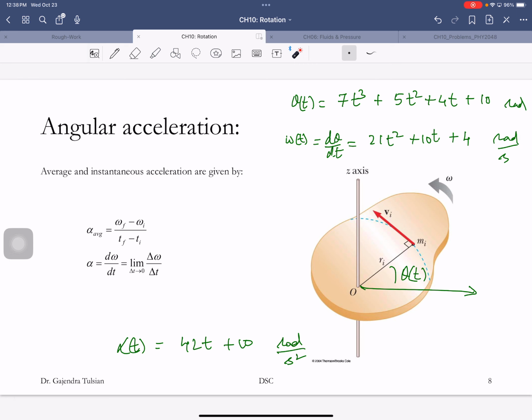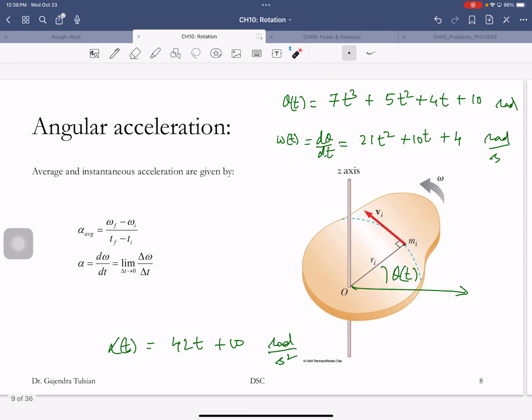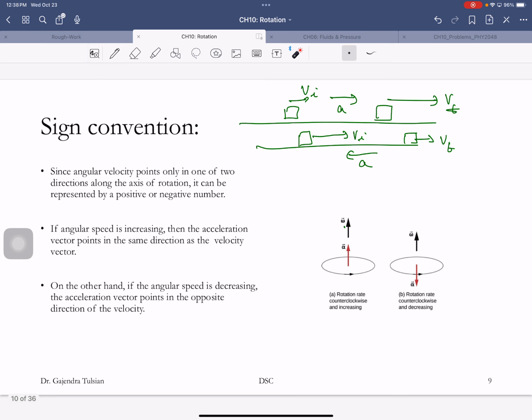Angular acceleration is the time rate of change of angular velocity. So if the angular velocity of this object is changing, then it has angular acceleration. You saw that for the linear case, if the acceleration vector is pointing in the same direction as the velocity vector, then the object is speeding up.